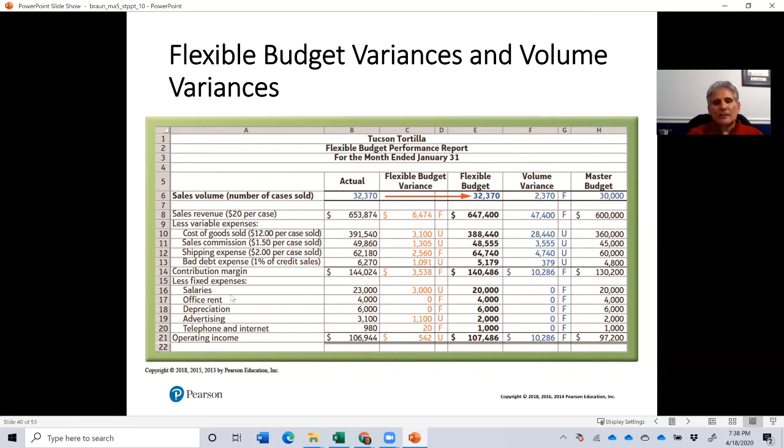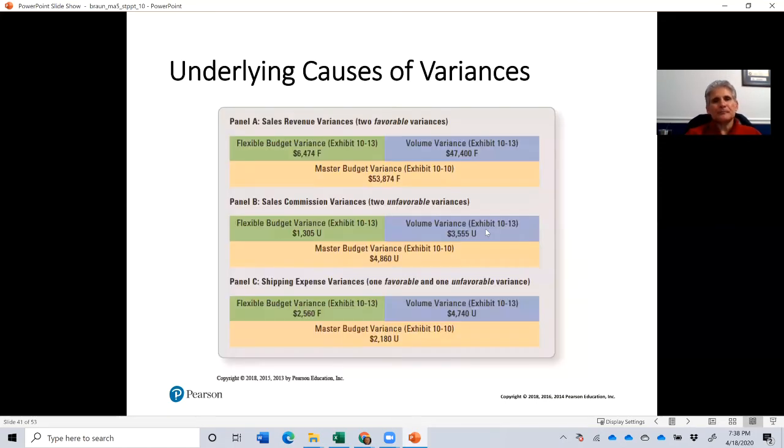No changes for the fixed expenses analysis. That's going to be the same no matter what. Favorable and unfavorable don't change. So we're really talking, when we're talking about a flexible budget, we're talking about changes to the variable costs. We're modifying the budget based upon volumes.